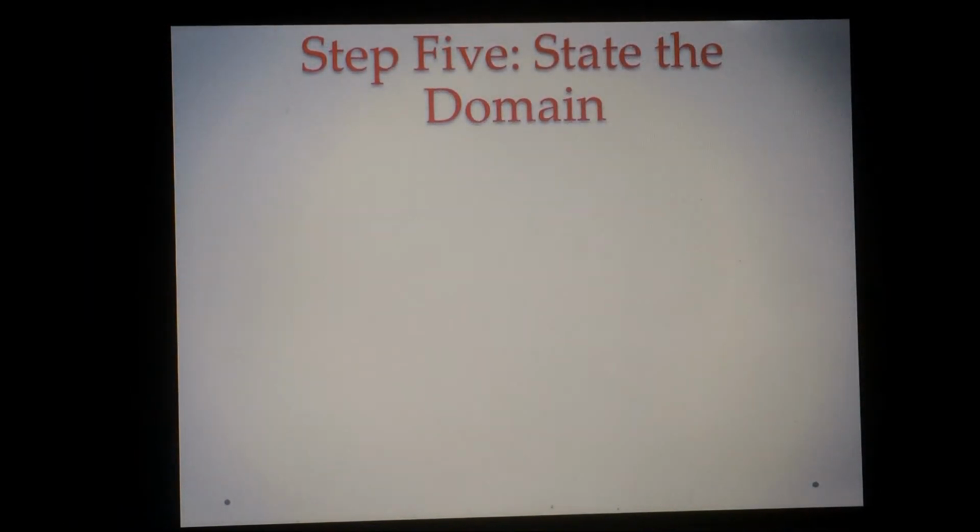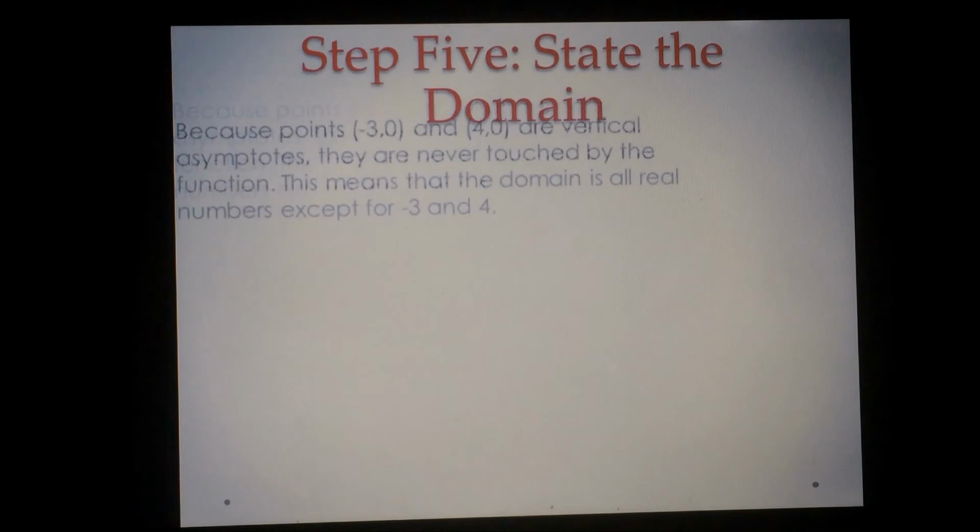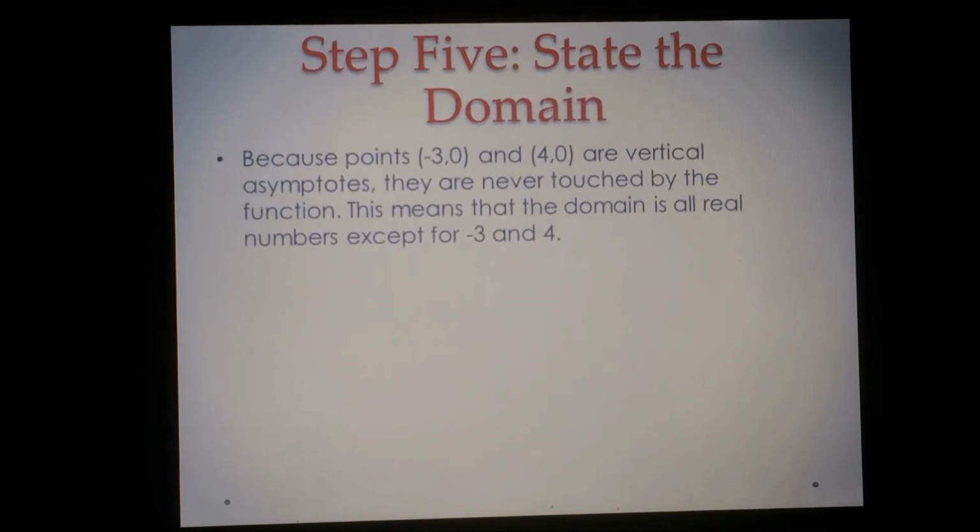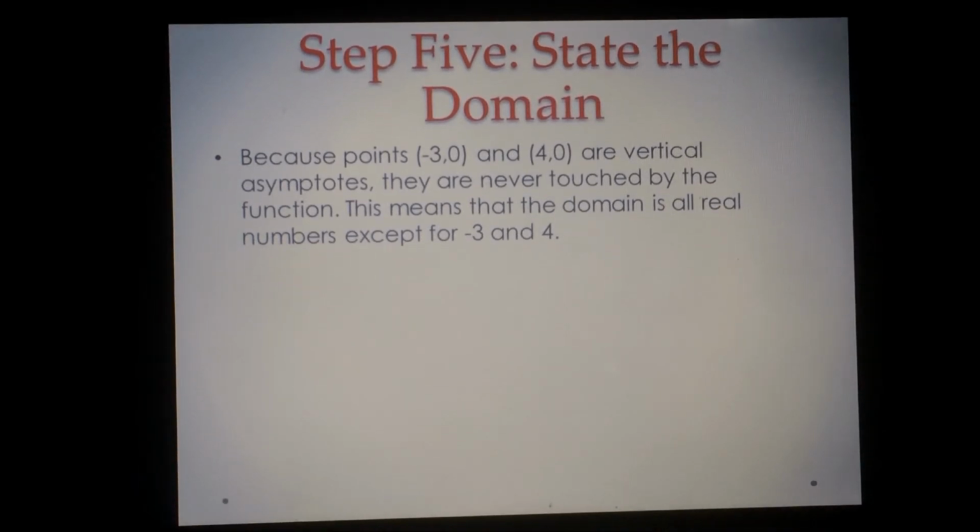Step 5. State the domain. Because points negative 3, 0 and 4, 0 are vertical asymptotes, they are never touched by the function. This means that the domain of the function is all real numbers except for negative 3 and 4.